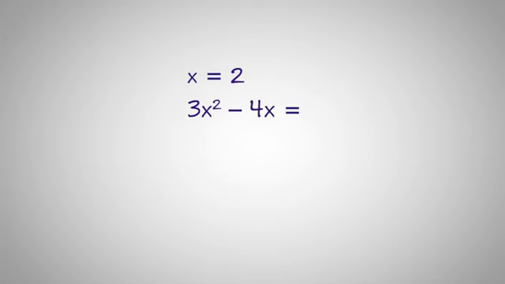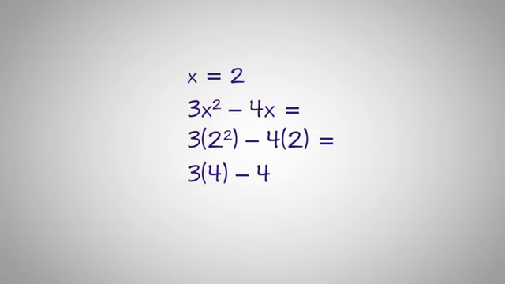Our new expression, when we substitute x is equal to 2, reads 3 times 2 squared minus 4 times 2. Using order of operations, we're going to take care of the exponent first. 2 squared is equal to 4. So when we rewrite our expression, let's substitute 2 squared and put in 4. Now our expression reads 3 times 4 minus 4 times 2. Simplify to 12 minus 8, which equals 4.